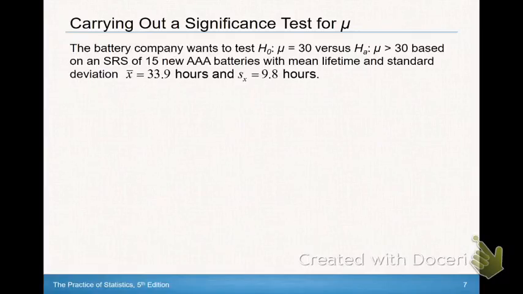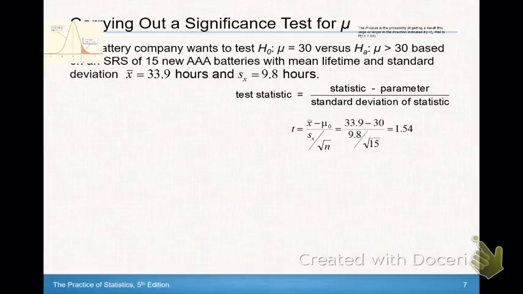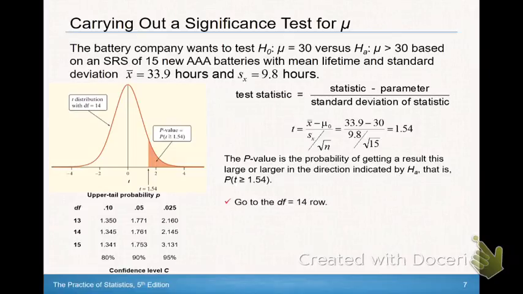So the battery company wants to test our hypothesis based on the simple random sample, and we were given that the x bar of the sample was 33.9 hours and the standard deviation of the sample was 9.8 hours. Using our information, we get a t value of 1.54. So we have the probability that t is greater than or equal to 1.54. We go to our table. Since we had 15 as our n, we go to 14 degrees of freedom.